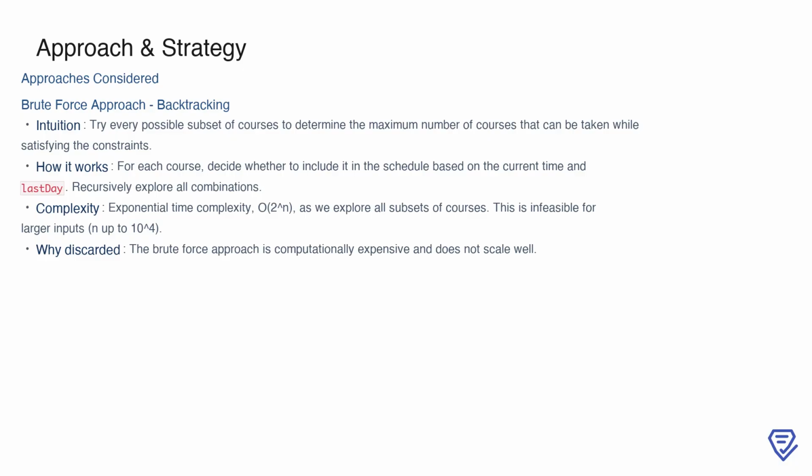To solve the Course Schedule 3 problem, let's first consider the brute force approach using backtracking. The intuition here is straightforward. We try every possible subset of courses to determine the maximum number of courses that can be taken while satisfying the constraints. For each course, we decide whether to include it in the schedule based on the current time and the course's deadline. This is done recursively, exploring all combinations.